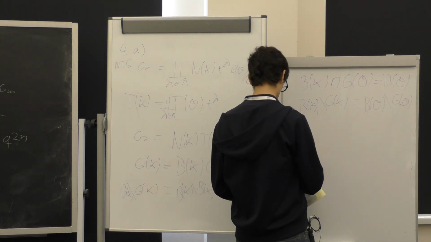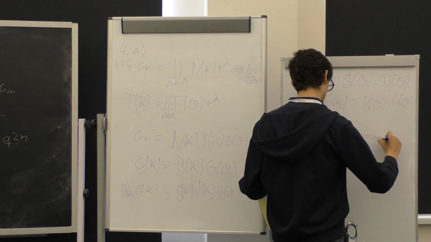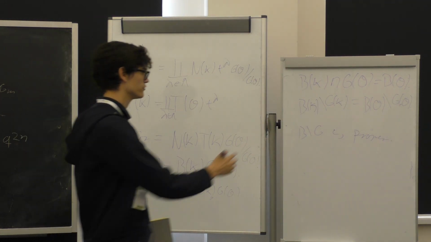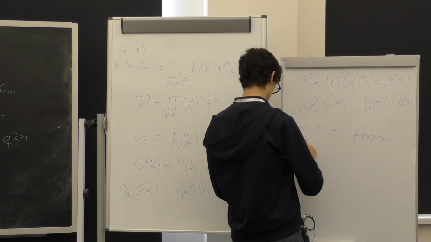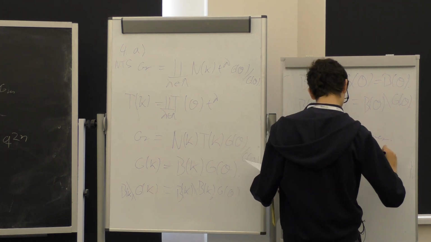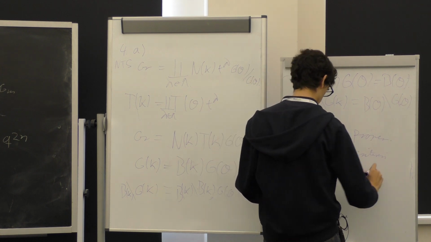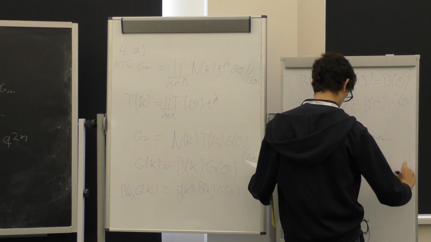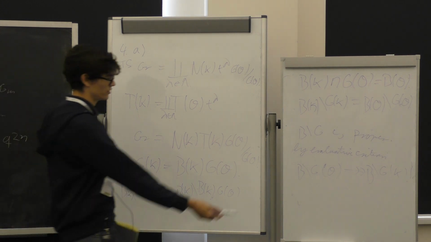But G mod B, or B mod G, is proper. So by the evaluative criterion, the map from B mod G of O surjects onto B mod G of K. In fact, it's an isomorphism, but whatever, it surjects. And hence, we have an equality everywhere.